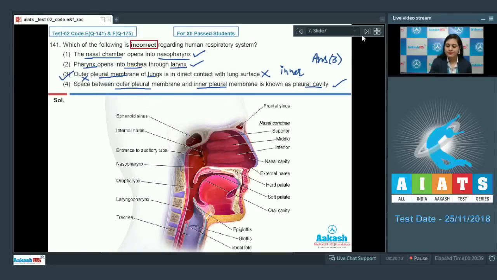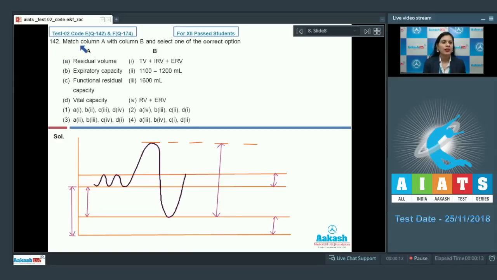Let's discuss our next question. Question number 142. Match column A with column B and select the correct option. In column A, different respiratory volumes and capacities are given, and we have to match them with column B. First option is residual volume, and as you can see here, this represents residual volume, which is equivalent to 1100 to 1200 ml. So A goes with the second option in column B.